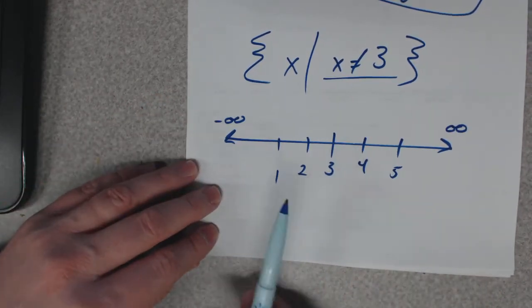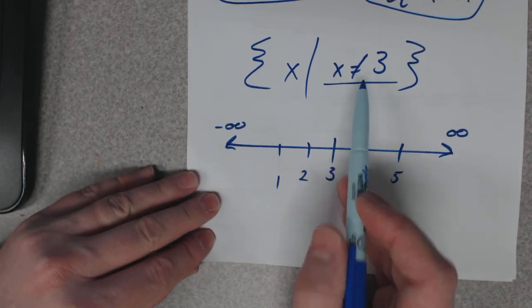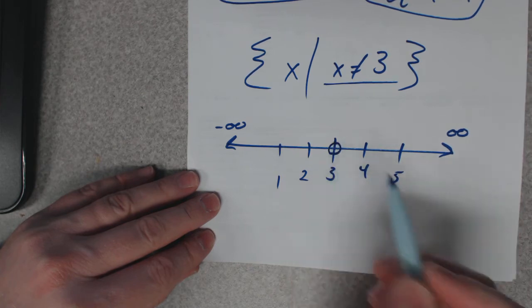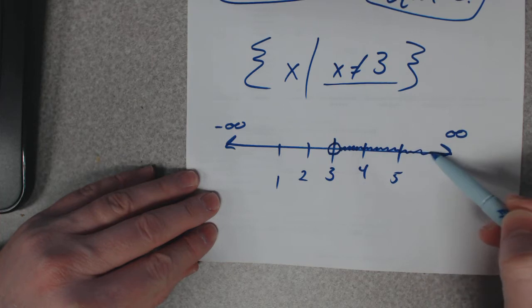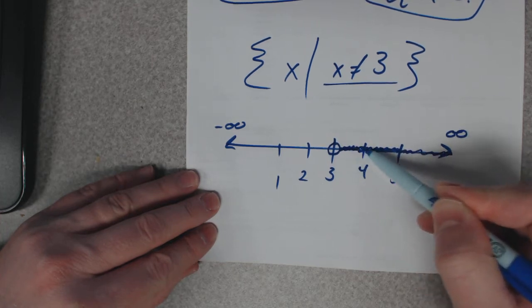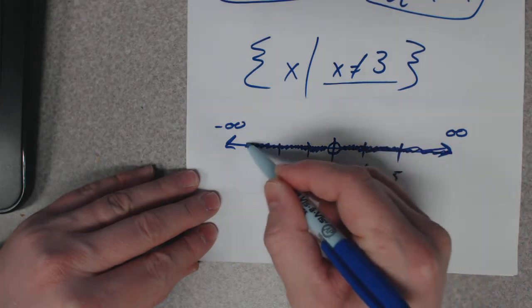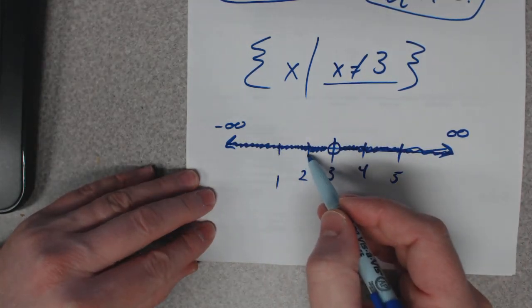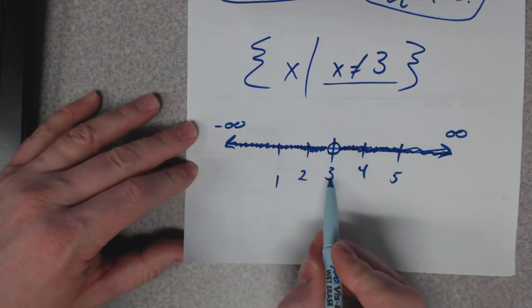So in interval notation, we want to say all numbers but 3. We don't want 3, so 3 gets an open dot around it to protect it. We don't want that value of 3, but we want everything else, so I'm going to shade the whole number line. When I shade it, that means it's included. So 1 is shaded, so it's included. 2 is shaded, it's included. So everything from negative infinity to positive infinity except for 3.